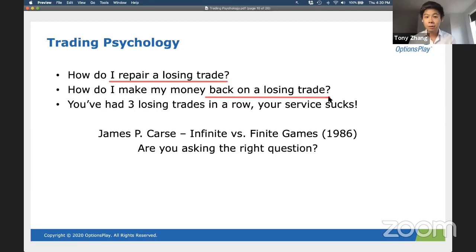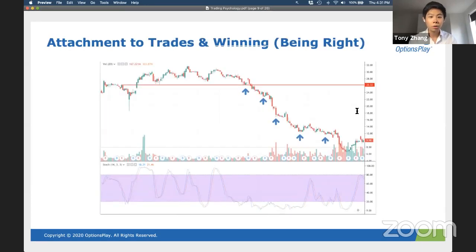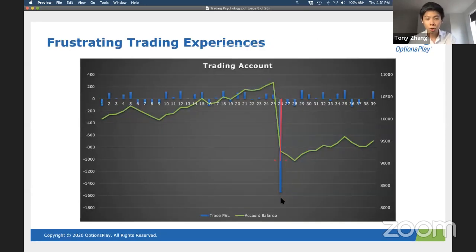I also get a lot of emails. Over the past few days, as markets started to come down, I've been getting some emails saying, you've had three losing trades in a row, your service sucks. And what this tells me, again, is that you're thinking short term. You're thinking about winning, thinking that if you just win, you're going to be profitable. But the two things have nothing to do with each other, because you could win all the time and still blow a huge hole in your portfolio from a single trade.